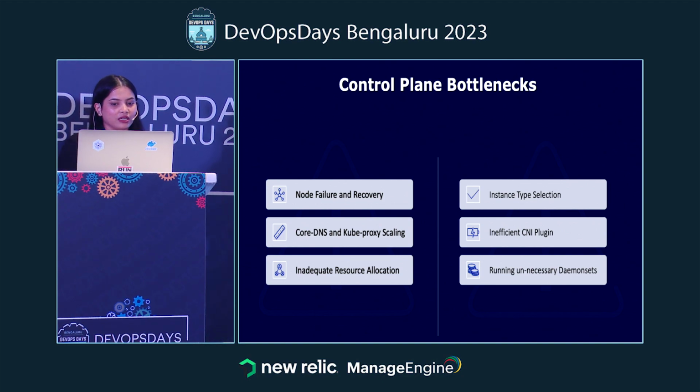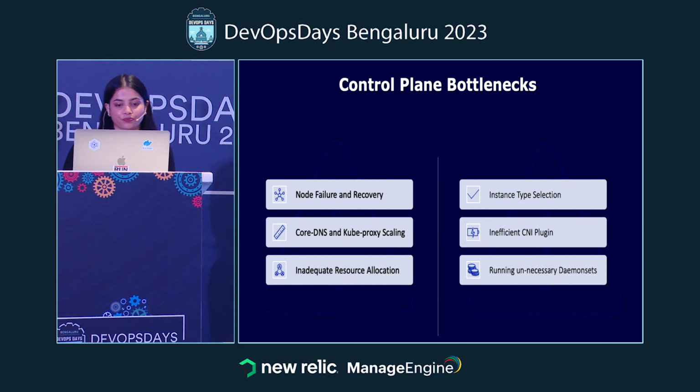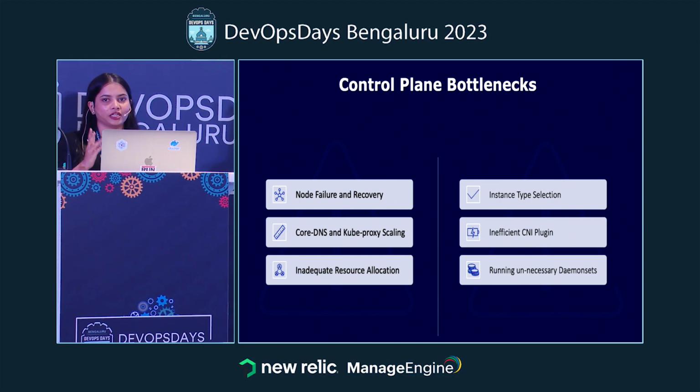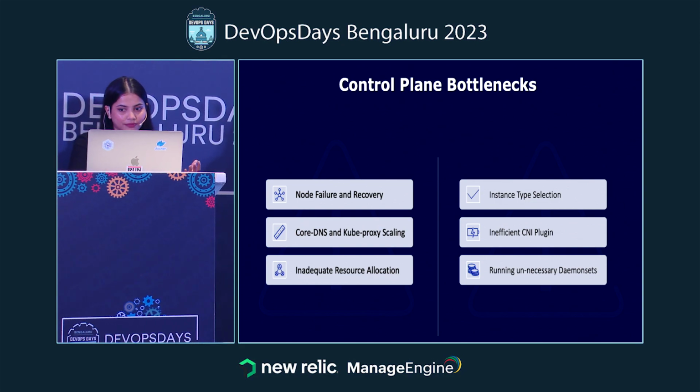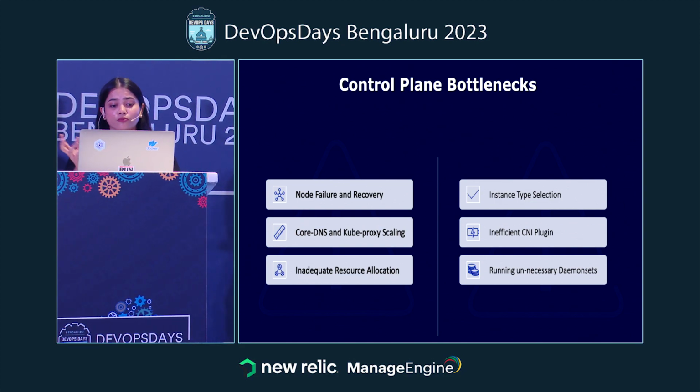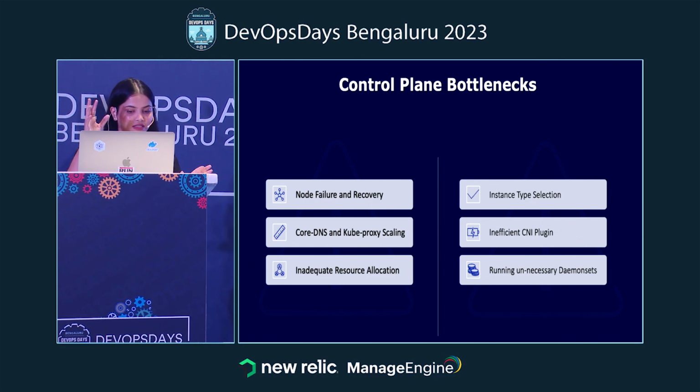Next we have the CNI plugins. The choice of container network interface plugins can impact kube-proxy's overall performance because some plugins may be more resource intensive or less efficient. You should evaluate and choose a CNI plugin that is well suited for your cluster-specific requirements and performance considerations. Regularly update your CNI plugins because you can leverage the bug fixes or improvements that come along the way.